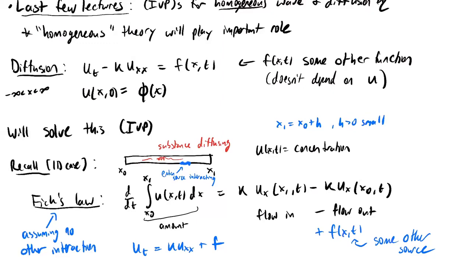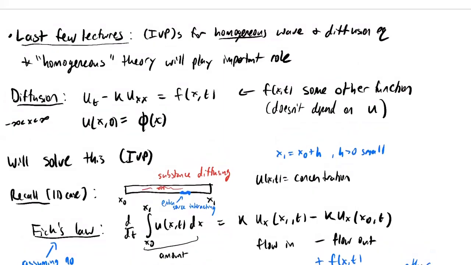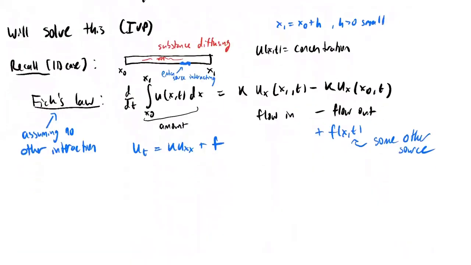Okay, and so what we're going to do now is talk about how to solve this initial value problem. What I'm going to do is just tell you what the solution formula is as a theorem, and then we'll discuss the motivation for how someone would actually arrive at this formula, and then we'll prove that the formula works.